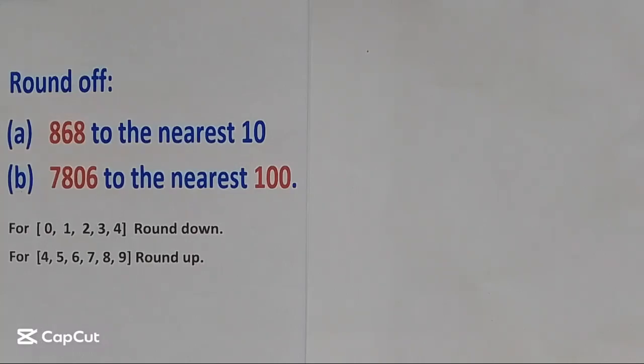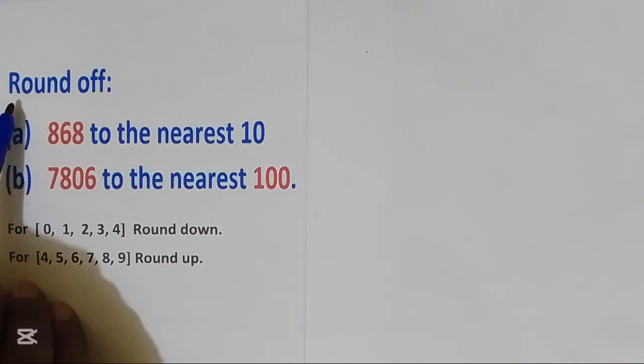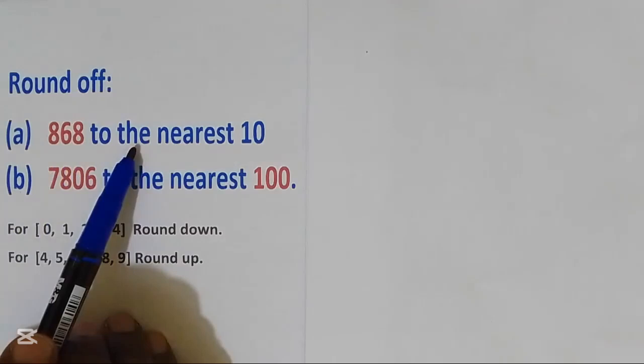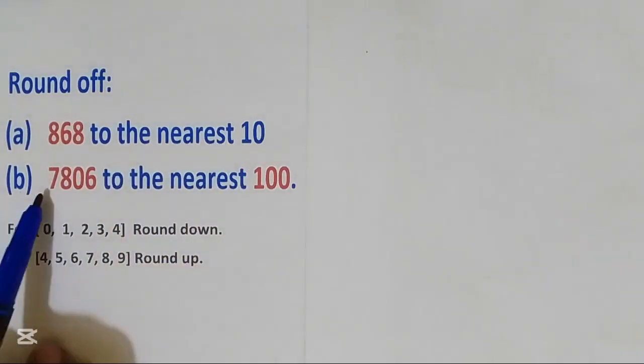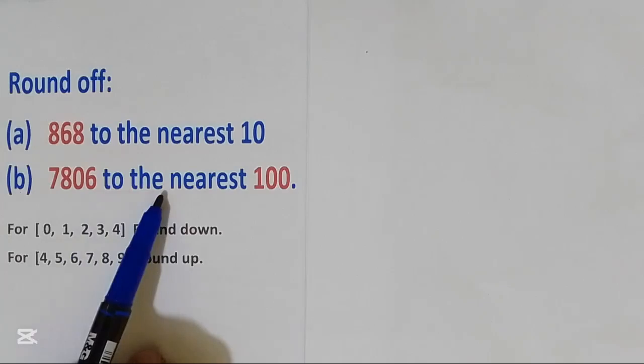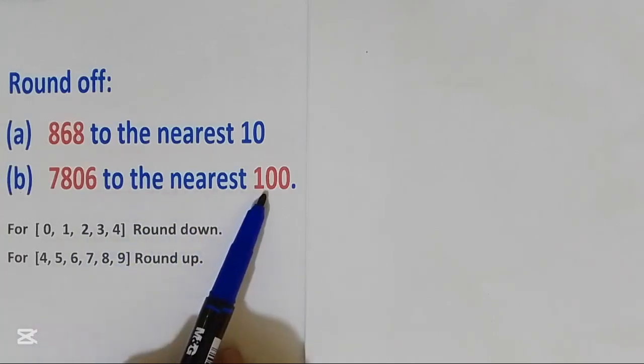Hello, welcome. Today we are going to round a number to a place value given. We are supposed to round off 868 to the nearest tens and 7,806 to the nearest hundreds.